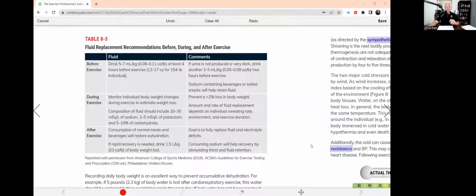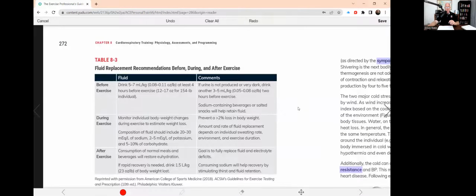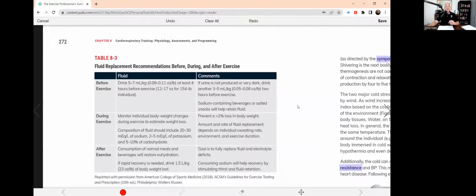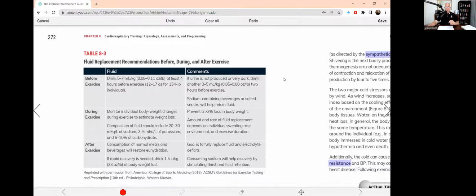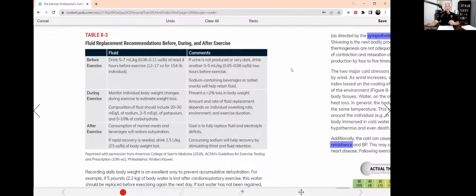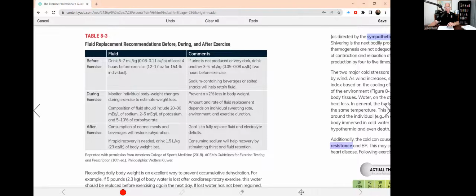And let me pull up our digital textbook so you can see what I'm talking about. It's table 8.3. And the idea here is that, and let me just, I think I can show you, it's page 272, chapter 8, cardiorespiratory training. So yeah, table 8.3 is a pretty important table. And what I want to do is just show you. Let me go ahead and pull this up.